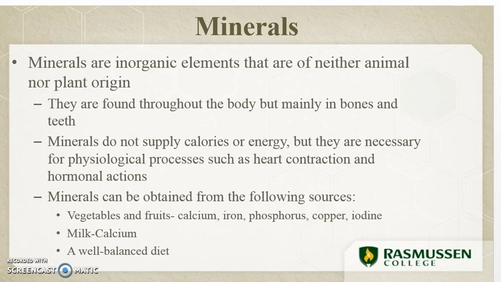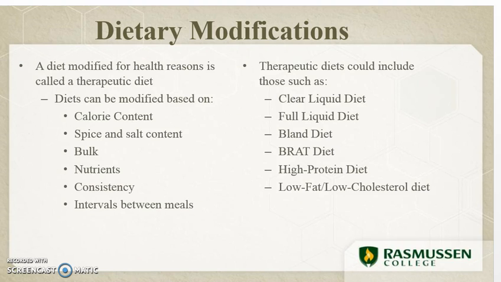So now that we understand the nutrients for a healthy diet, we need to discuss some other things, such as diets and dietary changes that you may see prescribed for patients. They can be therapeutic, such as the ones that you see on the right-hand side of the screen, and we're going to talk about each of those in just a minute. But the diets are really modified based on caloric intake, content in spices, bulk, nutrients, consistency, and intervals between meals. So let's go ahead and take a look at those a little bit further.